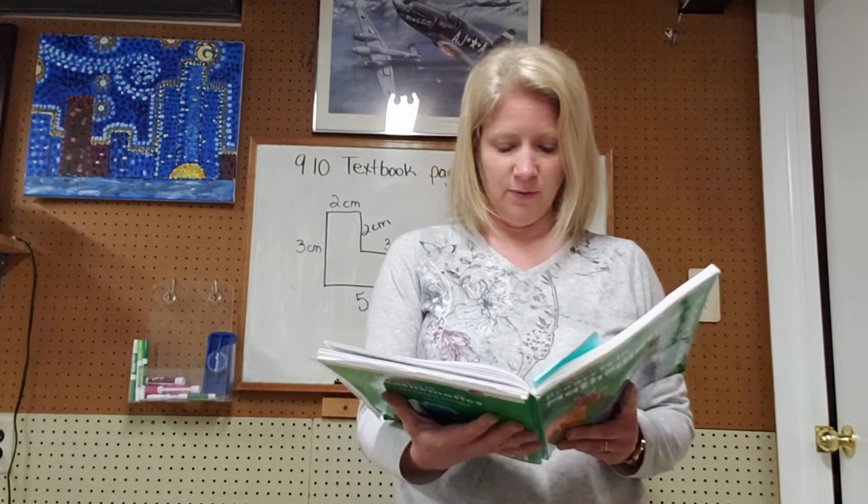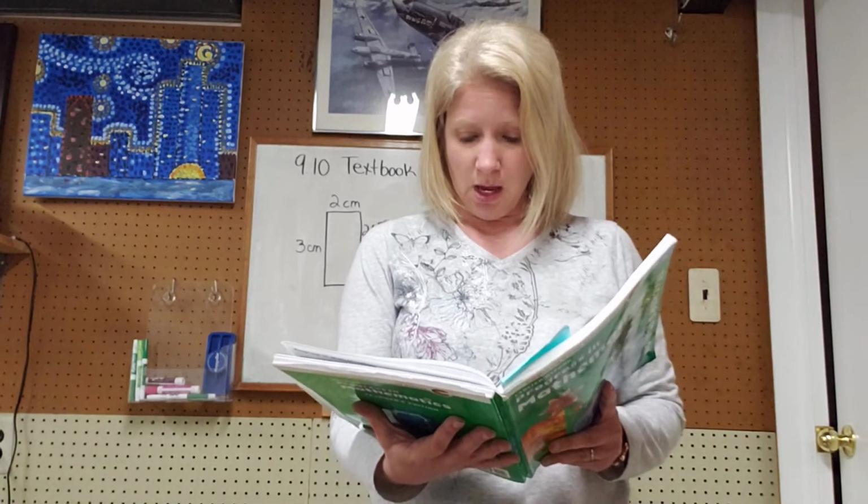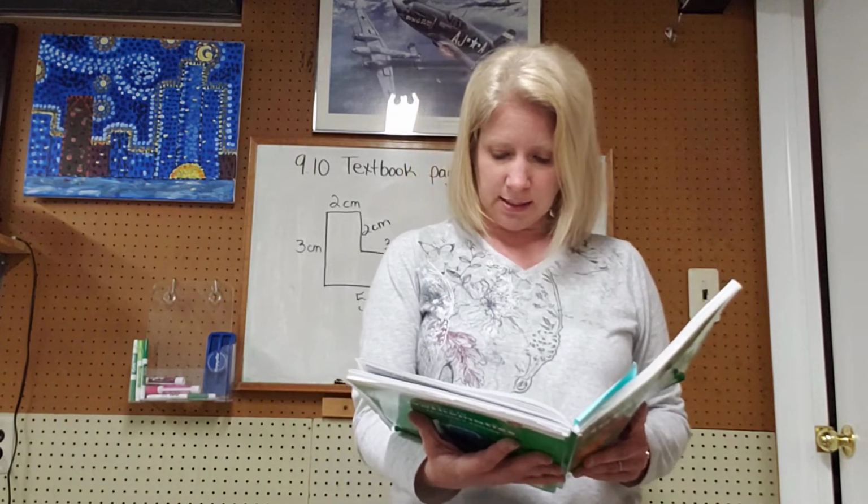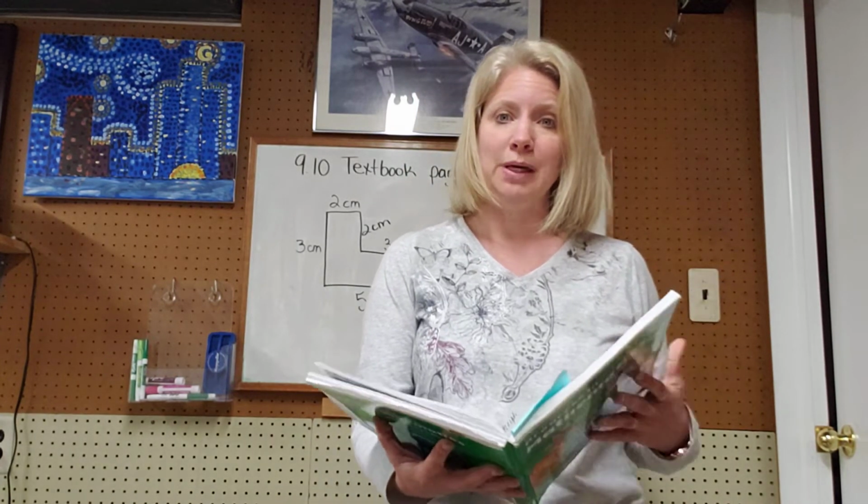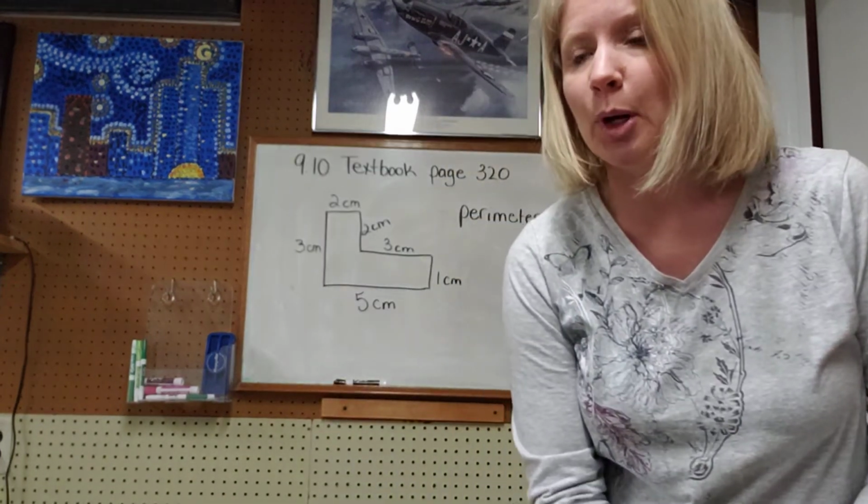Number 5, if you folded that all up together, you would get a rectangular prism. Number 6, you would get a pyramid. And number 7, a cube. Number 8, triangular pyramid.